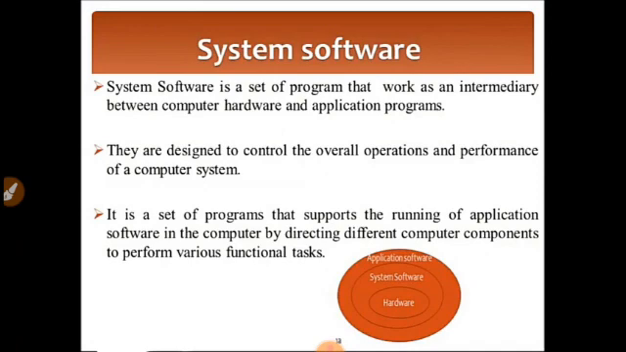Let's say I'm working on two or three software simultaneously, when I click on the first one, it should show my first program there. So it sees that whatever the user is asking should be shown on the screen. That is the work of system software. It is a set of programs that supports the running of the application software in the computer by directing different computer components to perform the various functional tasks.